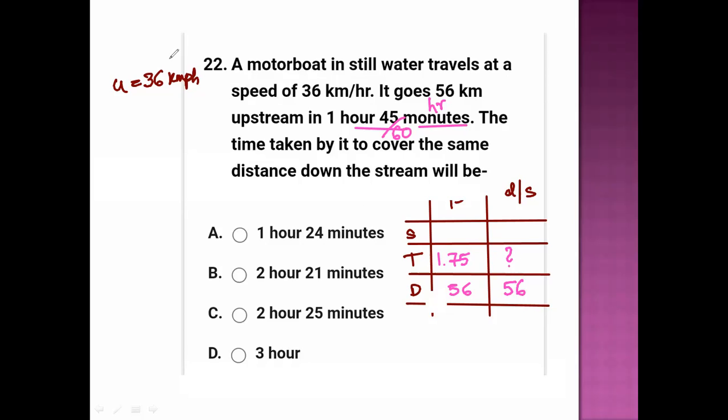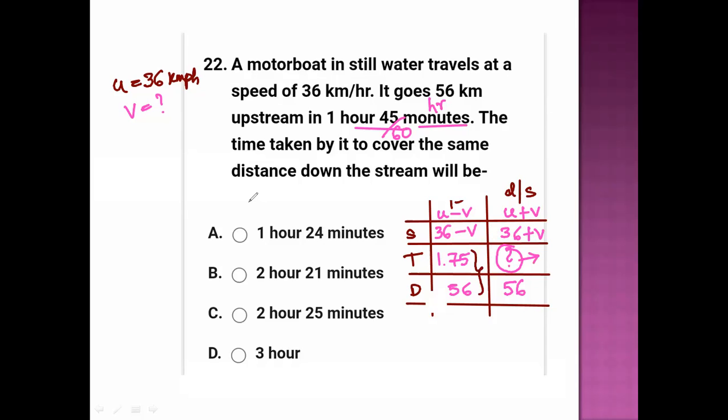They have given u, but they have not given v. We can find it, because we know that on the upstream the speed will be u minus v. What is u here? u is equal to 36. On the downstream it will be u plus v. In the problem they are asking the time. Now I have more data here, so you can use this.